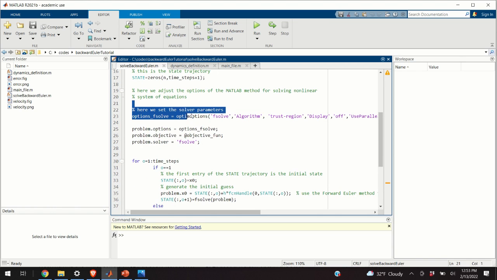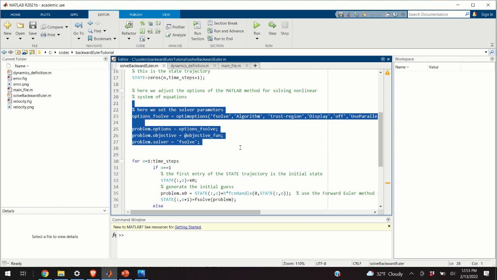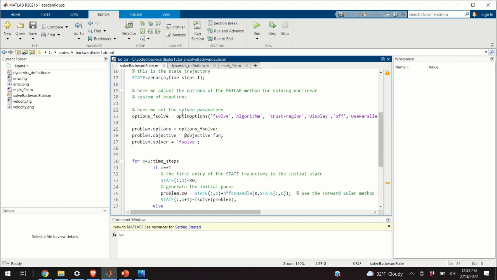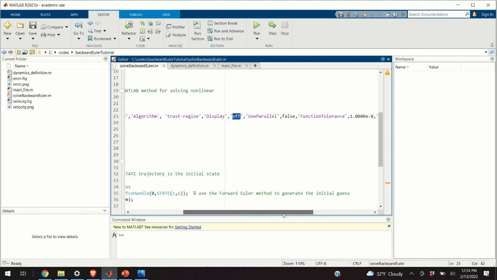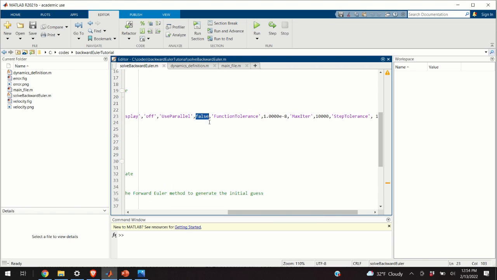And over here, I define the optimization parameters. I will use this function, optimOptions in MATLAB, and first I specify the function. I will be using fsolve. Fsolve is a MATLAB function for solving nonlinear systems of equations. Then I will use the algorithm, trust region. I don't want to display progress, so I will put here off. I don't want to use a parallel solver. I specify false.